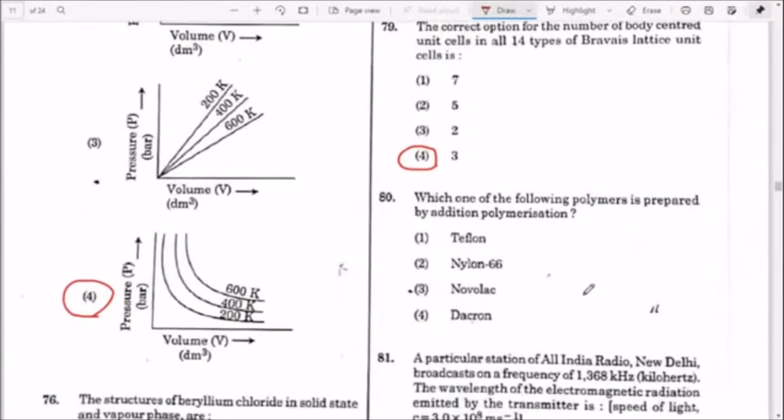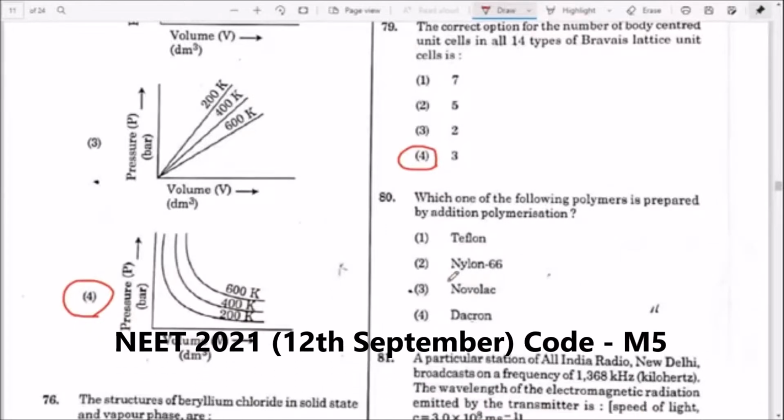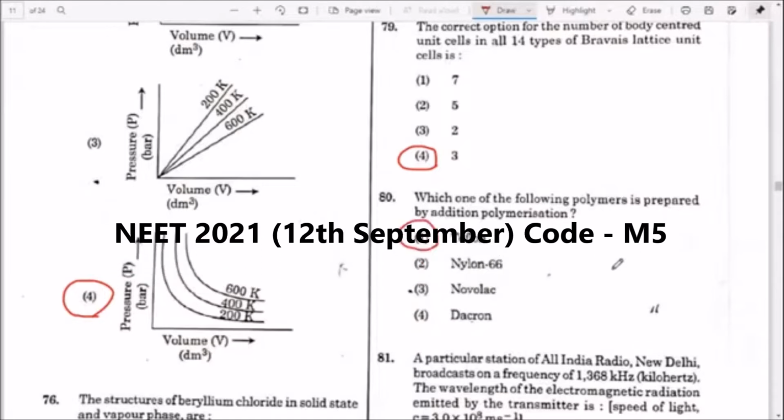Question number 80. Which one of the following polymers is prepared by addition polymerization? So what is addition polymerization? It is Teflon. We will get addition polymerization.